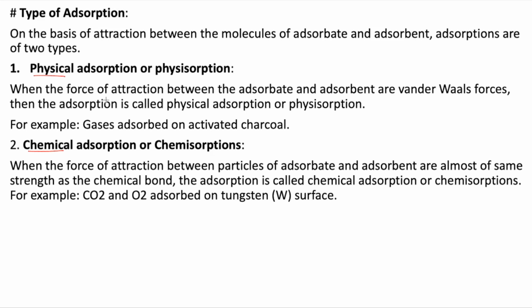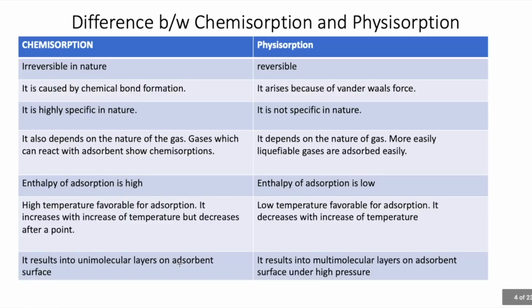In physical adsorption, the forces of attraction between the adsorbate and the adsorbent are van der Waals forces, and the adsorption is called physical adsorption or physisorption. An example is gas adsorbing on activated charcoal. Chemical adsorption is when the forces of attraction between the particles of adsorbate and adsorbent are almost of the same strength as a chemical bond. The adsorption is called chemical adsorption or chemisorption. Examples are carbon dioxide and oxygen getting adsorbed on a tungsten surface. Here the force of attraction is more than van der Waals force, and that's why it is called chemical adsorption or chemisorption. The difference between physical adsorption and chemical adsorption is given on this particular slide.